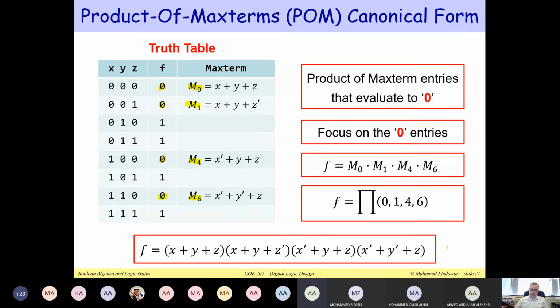Yes, Abdurrahman. So in short, I have a function, and I don't know exactly what gates cause the output. I don't have the circuit. I only have the truth table. So from the truth table, we are trying to obtain an expression, and from this expression, we can implement the circuit diagram.